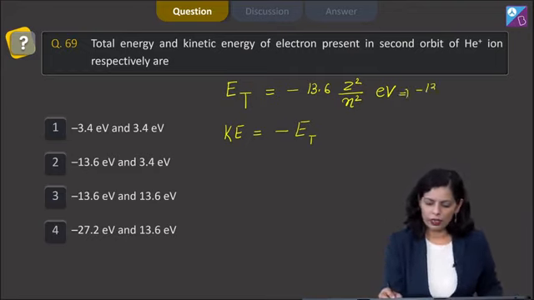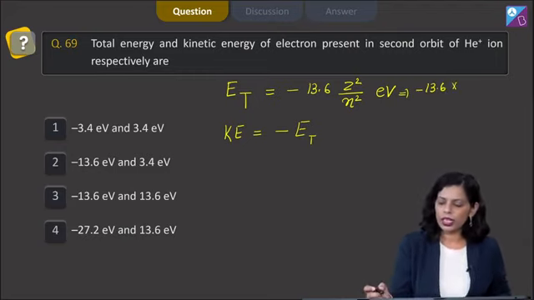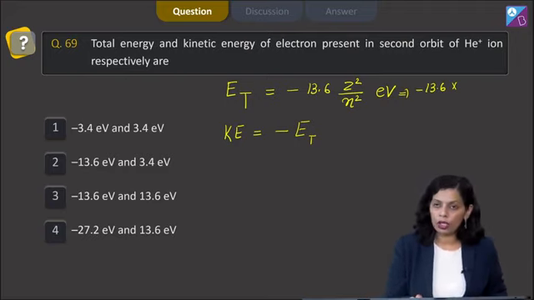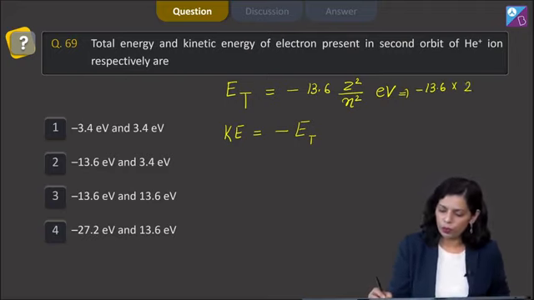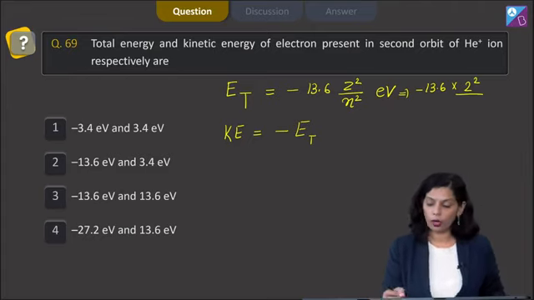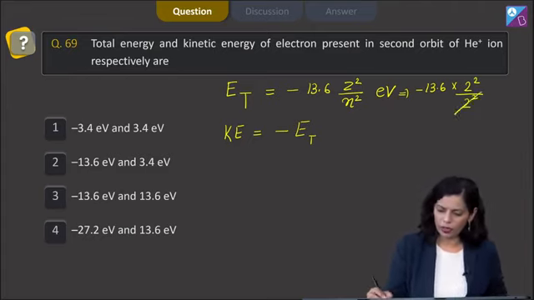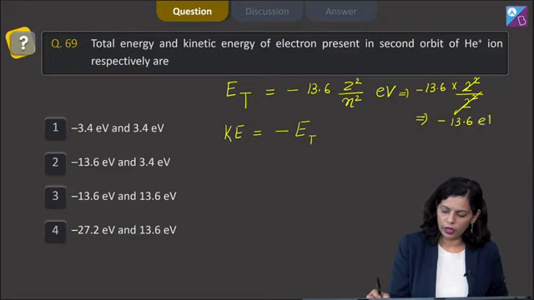Formula you have minus 13.6 into Z square. So in this question they are asking about the second orbit of helium ion. So for the helium, the Z value is 2 and second orbit of it we are taking. So N value is also 2, N square. This will cut this way. So this total energy comes out to be minus 13.6 eV.